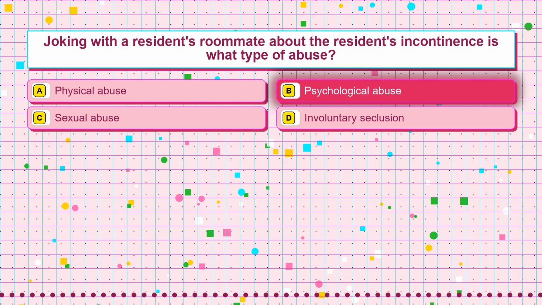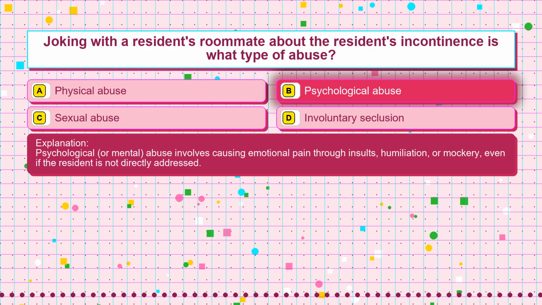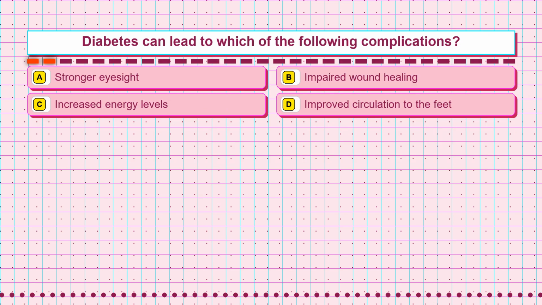The correct answer is option B, psychological abuse. Psychological, or mental, abuse involves causing emotional pain through insults, humiliation, or mockery, even if the resident is not directly addressed. Question 39. Diabetes can lead to which of the following complications?